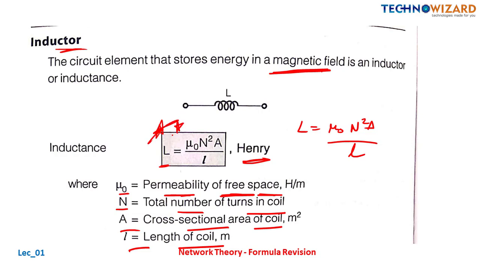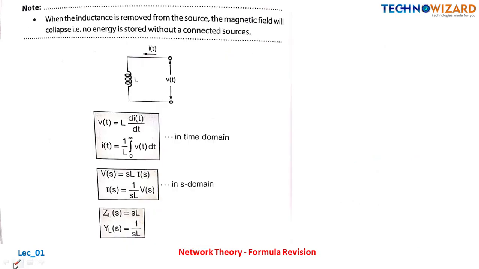You can have a direct question on this. You will be given values for mu naught, N, A and L, and you just have to find the inductance for the given question. Okay, so if this inductance is given, then what is the relation for voltage? Voltage will be equal to L di by dt.